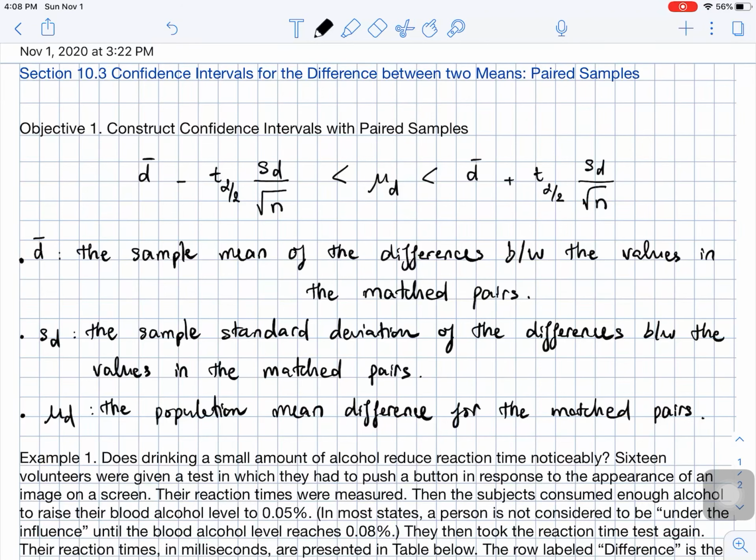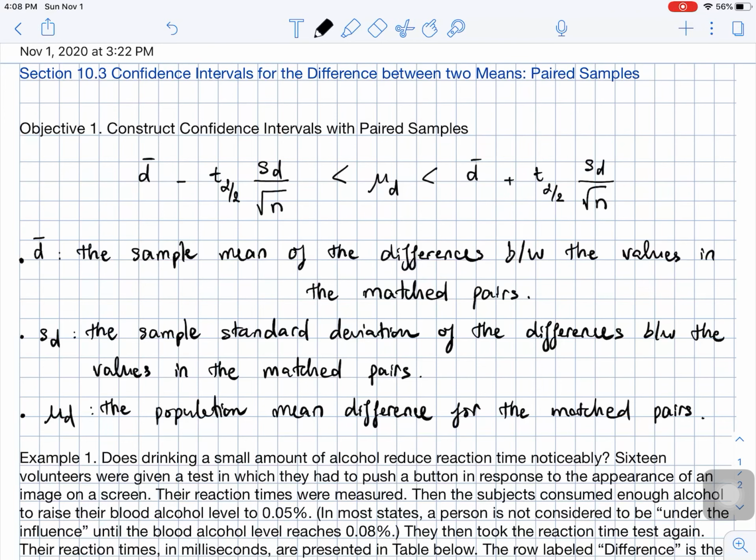Section 10.3: Confidence intervals for the difference between two means, paired samples. Objective 1: Construct confidence intervals with paired samples.